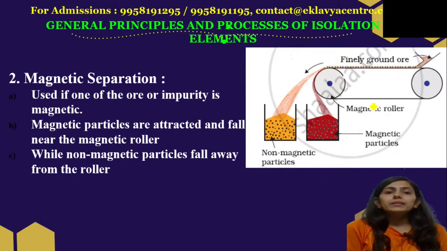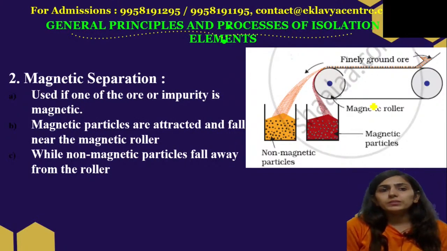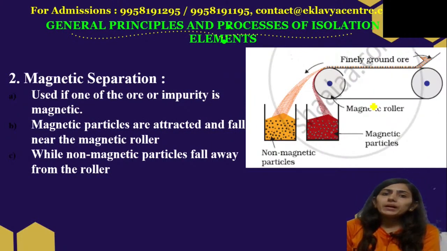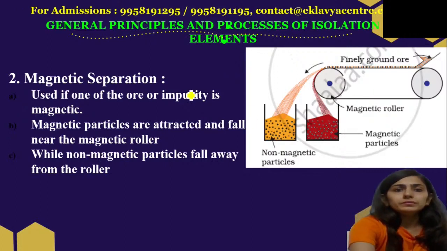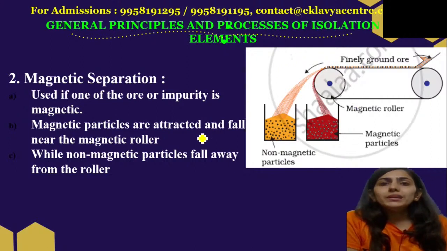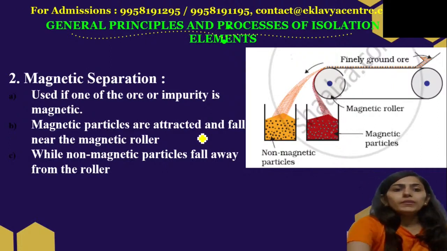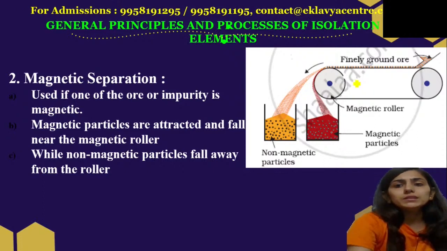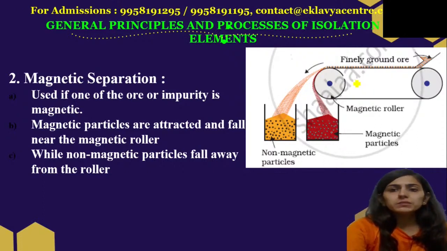Next we have magnetic separation. Now what happens in magnetic separation? We use this process when one of the ore or impurity is magnetic in nature. Magnetic particles are attracted and fall near the magnetic roller, while non-magnetic particles fall away from the roller. This is a magnetic roller. Can you see this magnetic roller?